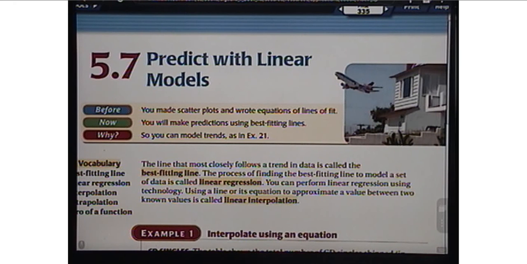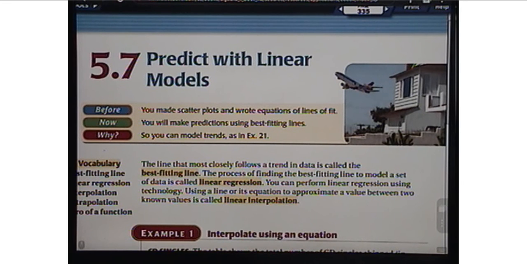Hi class. Well, this is the last lesson from our unit 5.5, 5.7, and this last one is about predicting with linear models. There are a couple of vocab terms you should be familiar with, and you already are, starting with best fitting line, the very first one here. The line that most closely follows a trend in data is called the best fitting line. The process of finding the best fitting line to a model is called linear regression.